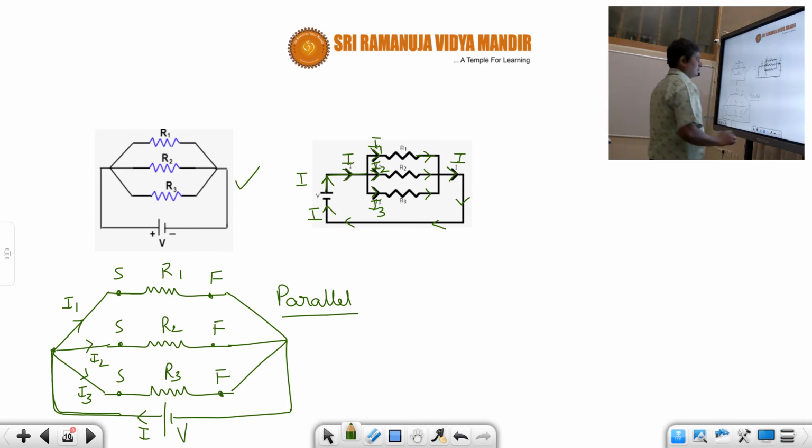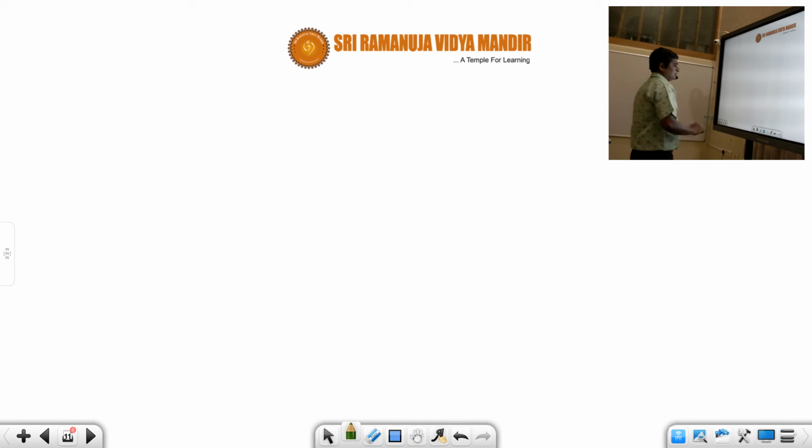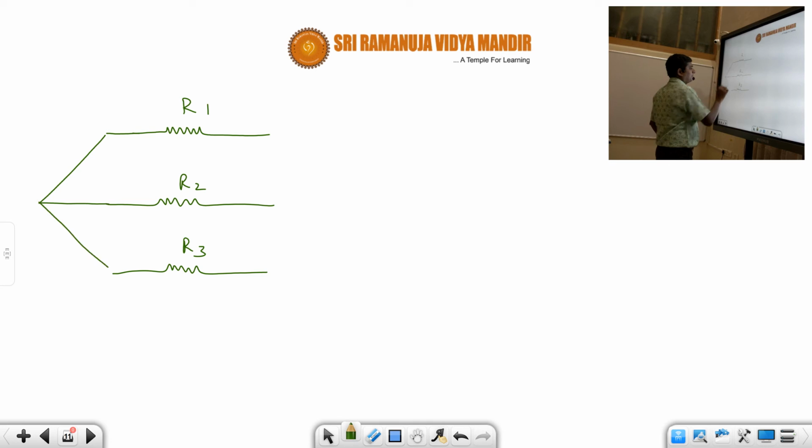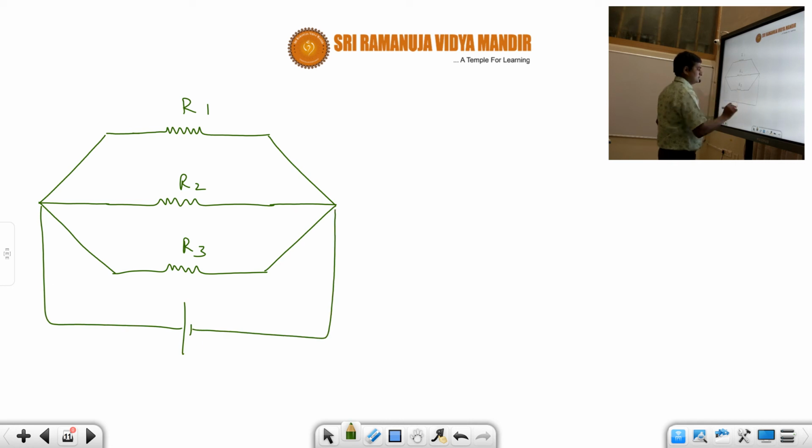Okay, so let us see, students, here. I'll do it in the next slide. Let us say this is R1, and this is R2, and this is R3. Now all of them are connected in parallel, like this. They are connected to the same cell.